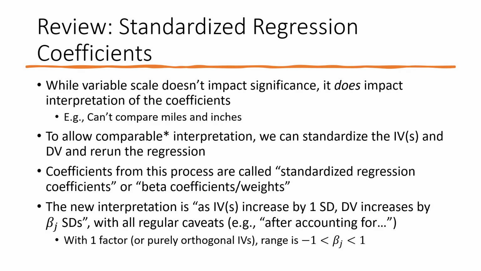With a single independent variable, the range for these is between -1 and +1. And with a single independent variable, these are the correlations between the independent variable and the dependent variable. In a multiple regression, it's not always that simple, but with completely independent, i.e. orthogonal independent variables, this should still be true.